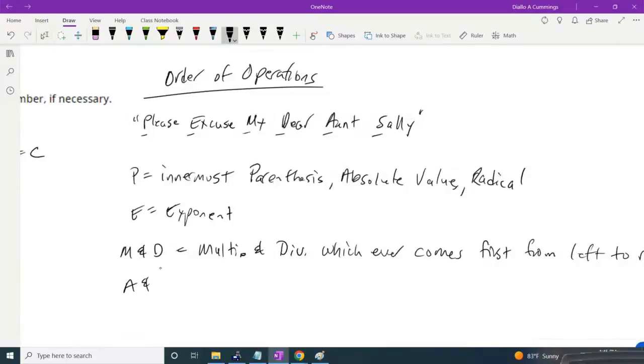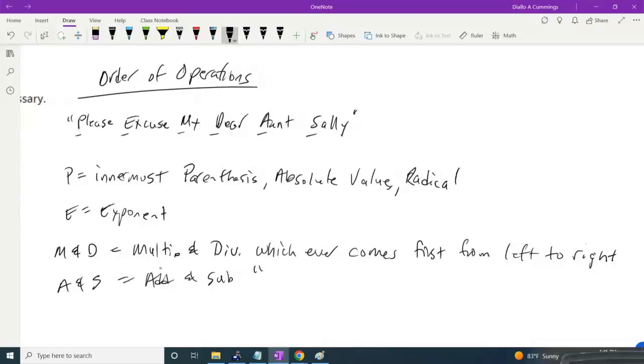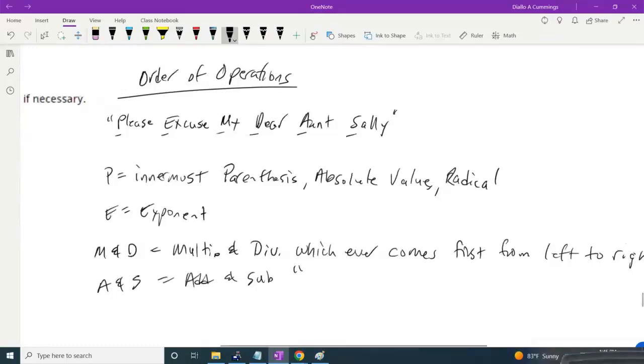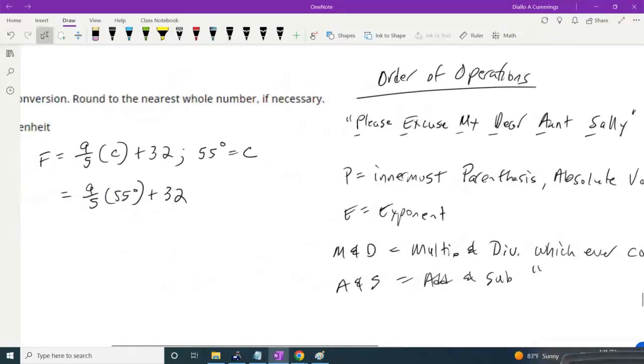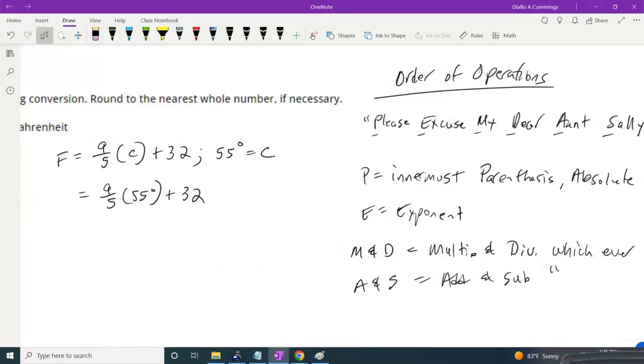And then A and S are add and subtract. And again, it's whichever comes first from left to right. So you must multiply and divide before you add or subtract anything. Okay, except if you're inside a set of parentheses. So if I compare that to what I'm asked to do, first thing I'm going to do is multiply.